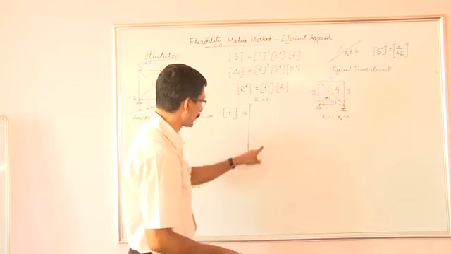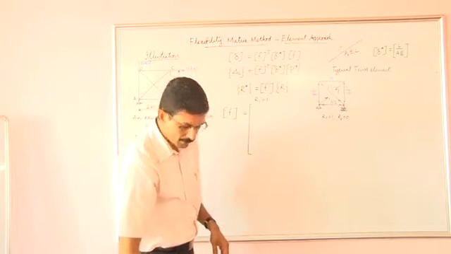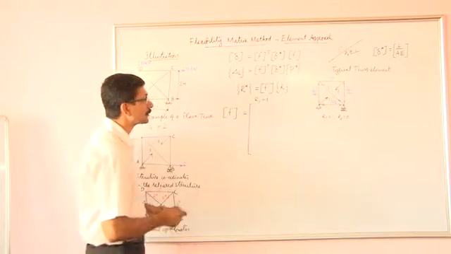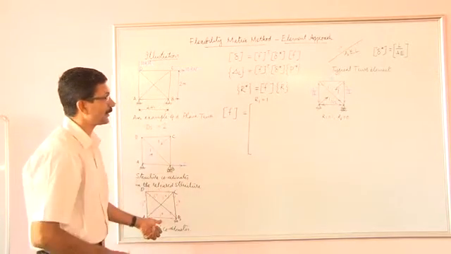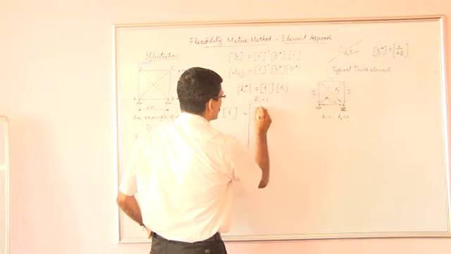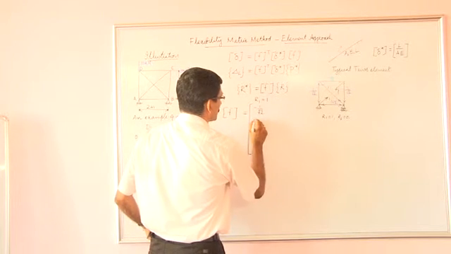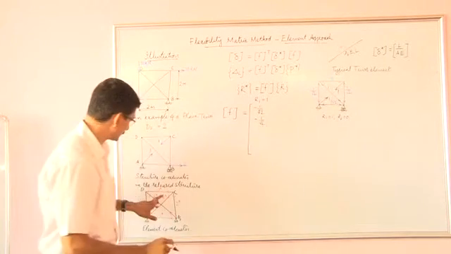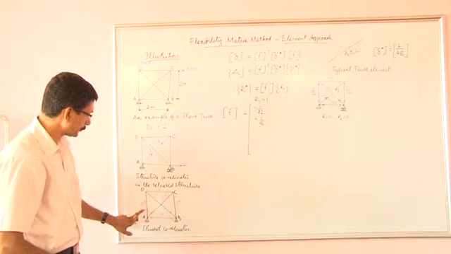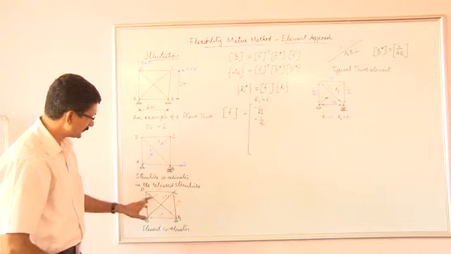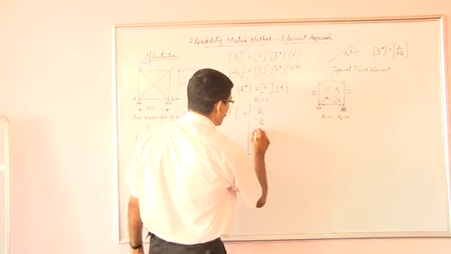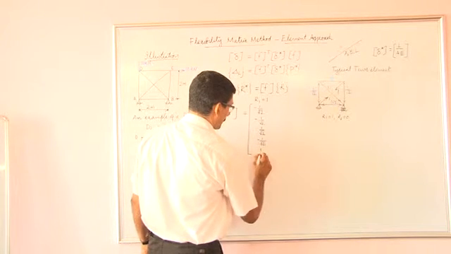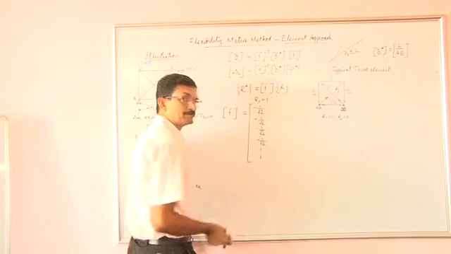Now we can fill up the first column. The forces corresponding to coordinates 1 to 6 respectively would be: the force in this member is 1 by root 2 but compressive, so minus sign. Second, minus 1 by root 2 again. Third, minus 1 by root 2. Fourth, minus 1 by root 2. Fifth one, plus 1, and sixth one, plus 1. So I do that here. That is the first column.